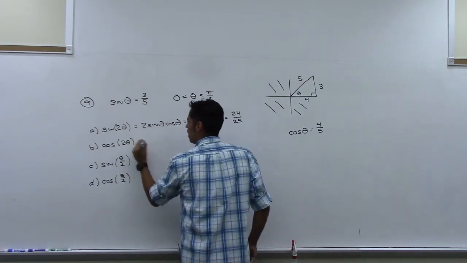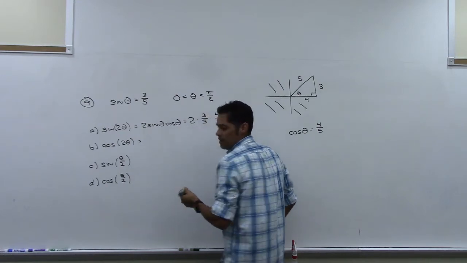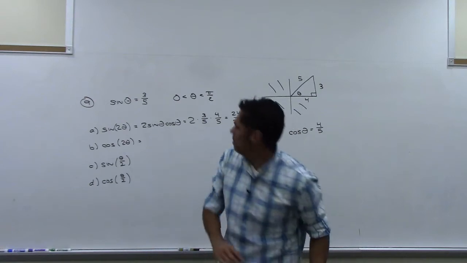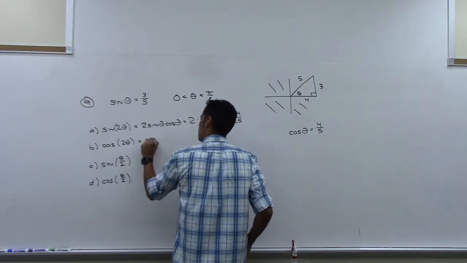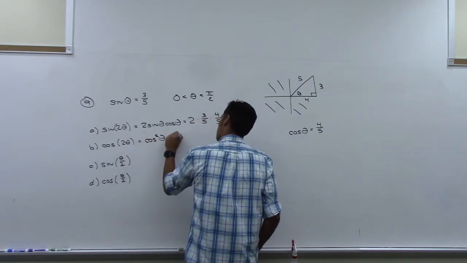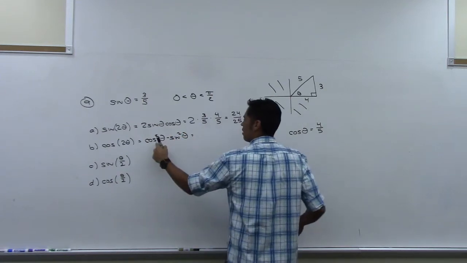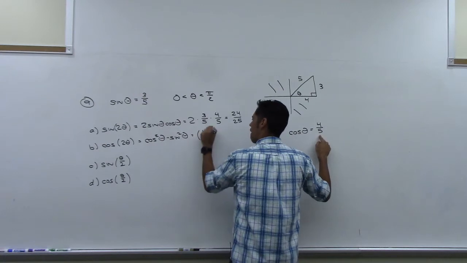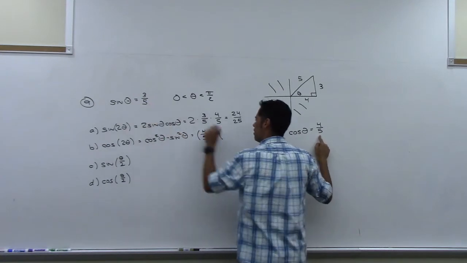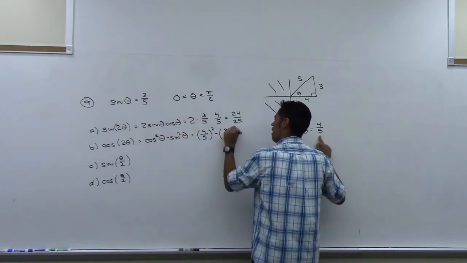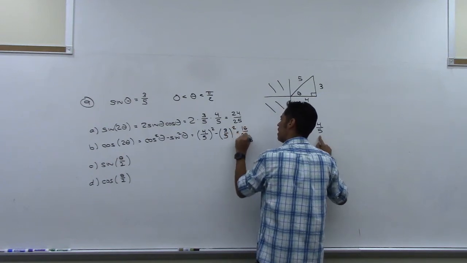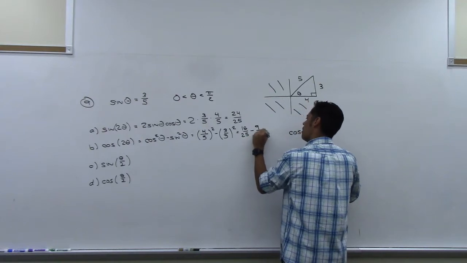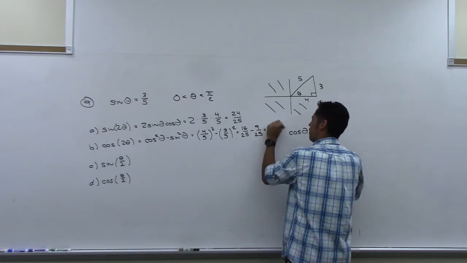Okay, cosine of 2 theta, I can use any of the formulas that I want for this. Which one? I'm going to use this one, cosine squared theta minus sine squared theta. So if I take cosine theta, which is this, and square it, and then subtract sine theta, which is this, square that, I'm going to get 16/25 minus 9/25, which is 7/25.